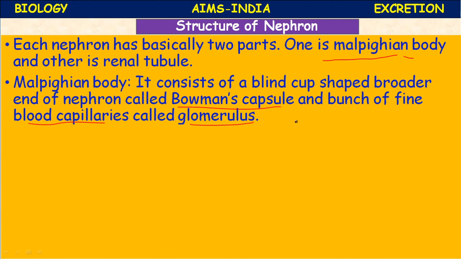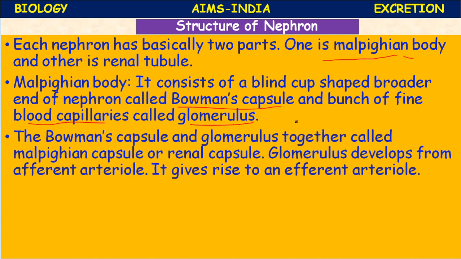The Malpighian body consists of a blind cup-shaped broader end of the nephron, which is called Bowman's capsule, and a bunch of fine blood capillaries united together to form a glomerulus. The Bowman's capsule and glomerulus together form the Malpighian capsule, also called the renal capsule.